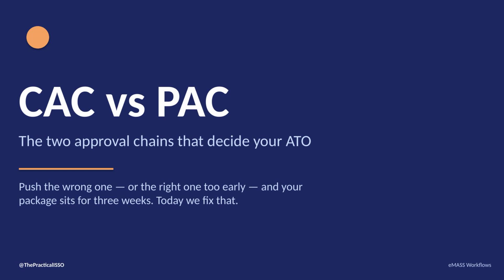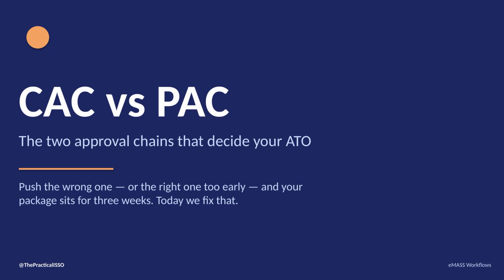Your controls are done. Your artifacts are uploaded. Your information system security manager says, "Send it through the workflow." And now you're staring at the Enterprise Mission Assurance Support Service, EMASS, because there are two approval chains, the CAC and the PAC. And nobody explained which one, in what order, or what happens after you click Submit.